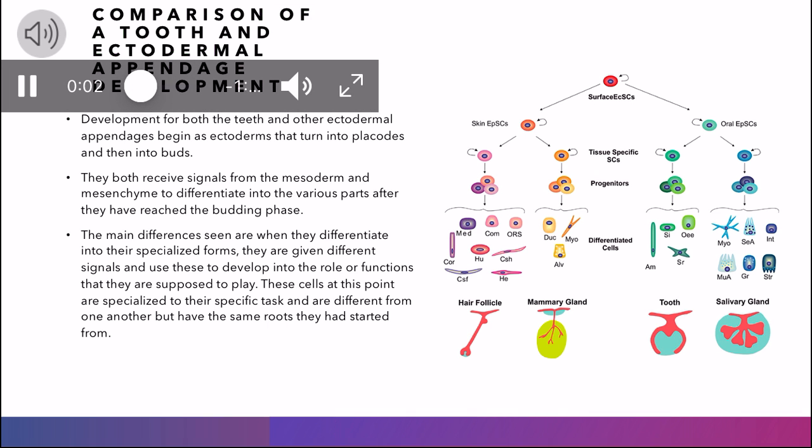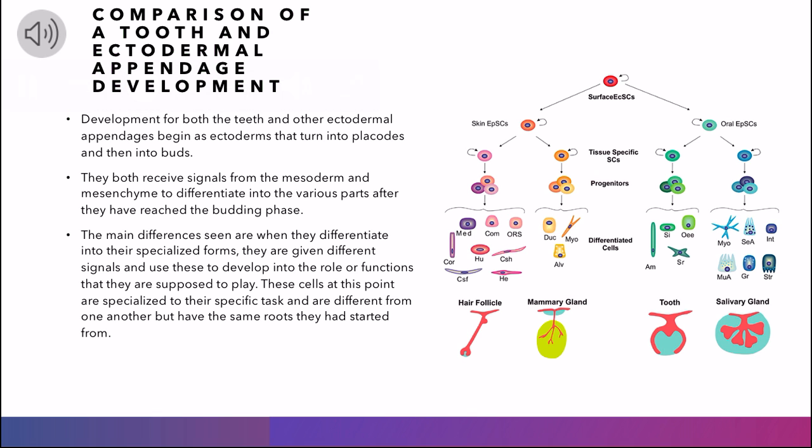So comparing the tooth and ectodermal appendage development. Well, development for both the teeth and other ectodermal appendages began as ectoderms that turn into placodes and then into buds. So they all start from one basic fundamental root point. They both receive signals from the mesoderm and mesenchyme to differentiate into the various parts after they have reached the budding phase. This is where they specialize highly, and these are where you see the main differences when they differentiate into these specialized forms. They're given different signals, and they use these to develop into their specific roles or functions that they're supposed to be playing.